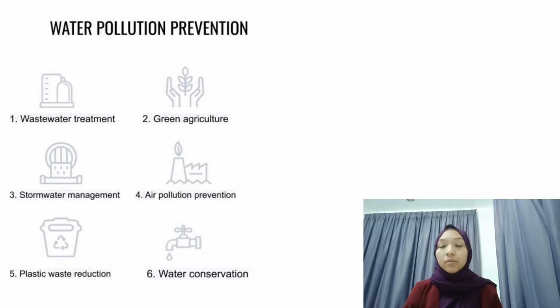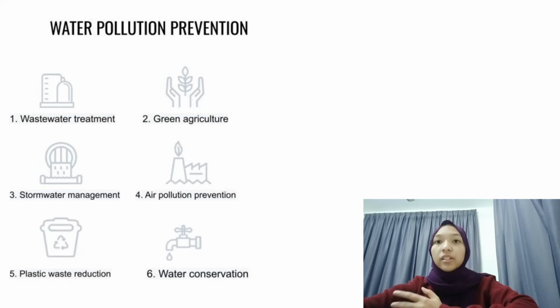Then we move to water pollution prevention. How to stop water pollution? How can pollution be prevented? Here's the list of water pollution solutions. First, wastewater treatment. Wastewater treatment consists of removing pollutants from wastewater through a physical, chemical, or biological process. The more efficient this process is, the cleaner the water becomes.